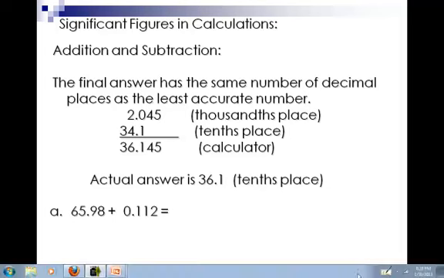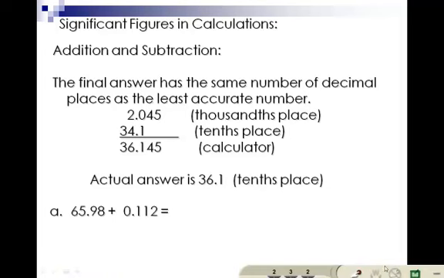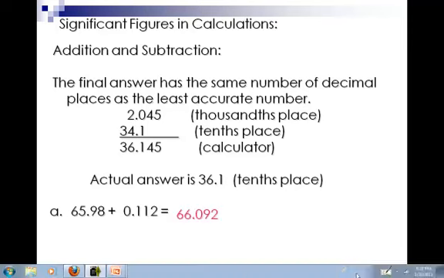Let's try this one. When I have 65.98 plus 0.112, I get this number here, 66.092. Well, I have 2 sig figs after my decimal in the first number and 3 sig figs after the decimal in my second number. I'm only permitted my 2 sig figs after my decimal. 1 sig fig, 2 sig fig. Will that 2 affect that 9? No, it will not. So my answer is 66.09. 2 sig figs after the decimal.